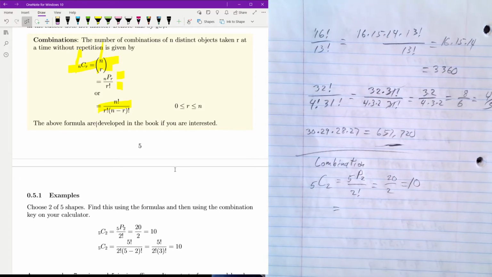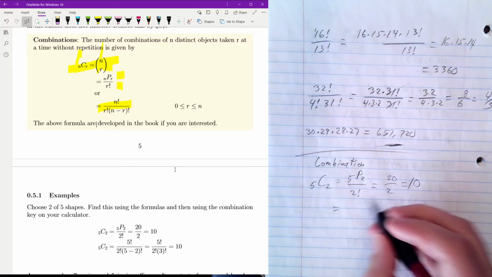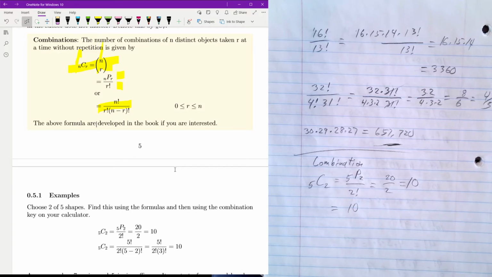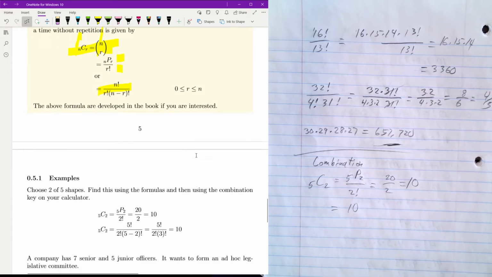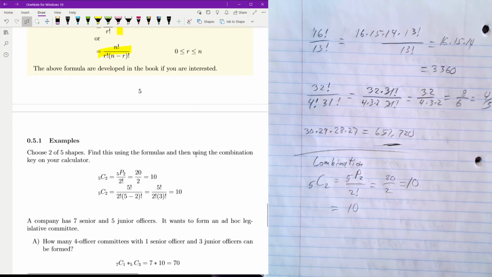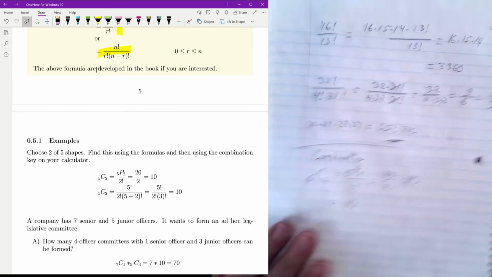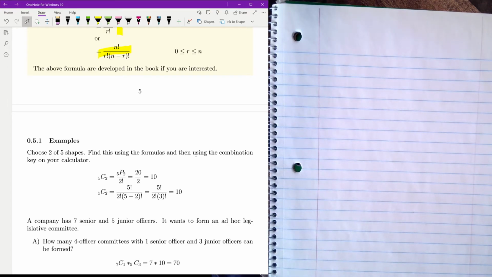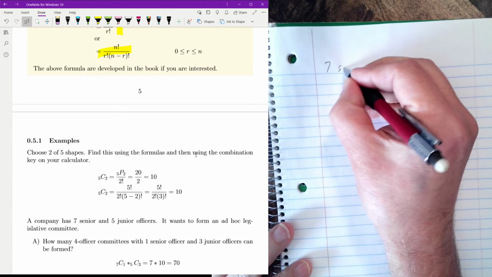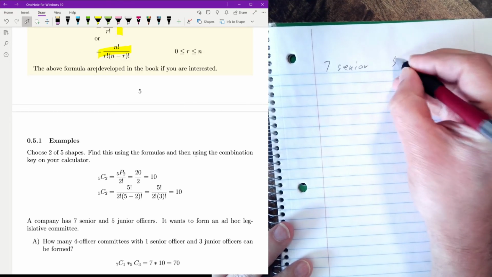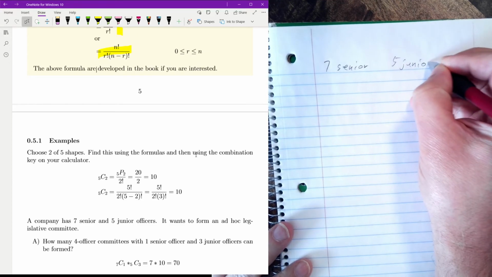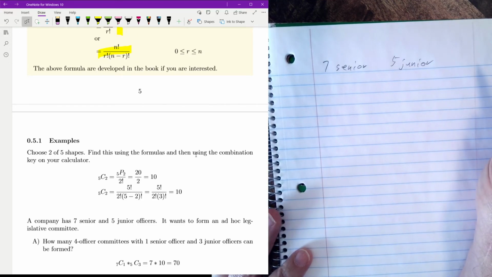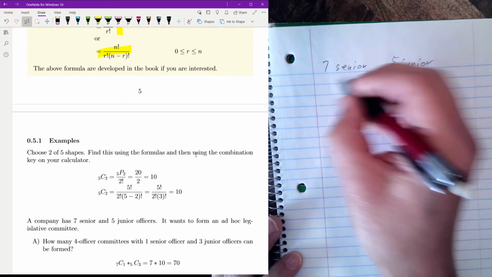Using the button on the calculator, we have 5 choose 2, and that equals 10. So make sure you get comfortable using the buttons on your calculator. We will see this in probability, and here's an example of why. So let's try this. A company has 7 senior officers and 5 junior officers. So there's 7 senior and 5 junior. And it wants to make a committee. So how many 4-officer committees?